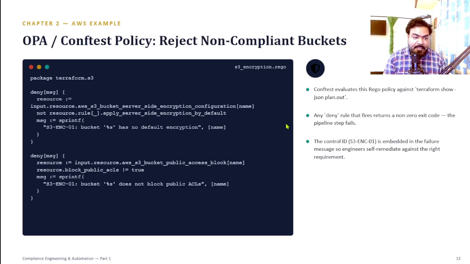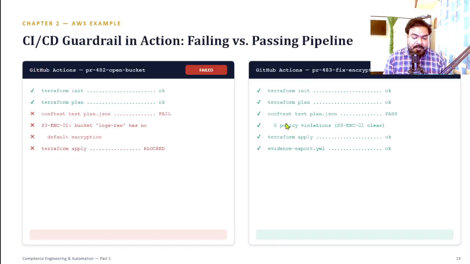CI/CD guardrail in action. Here's what the guardrail looks like in the real world. Side by side, on the left, pull request 482 tries to ship a bucket named logs-raw with no default encryption. Terraform init and plan succeed, but Conftest catches it. Fails the check and Terraform apply is blocked entirely. This never reaches production. On the right, pull request 483 fixes the encryption config. Conftest passes with zero policy violations. Terraform apply succeeds and the evidence export job runs automatically right after. This is the guardrail doing exactly what it's supposed to do, catch the problem at PR time, not during the audit 6 months later.